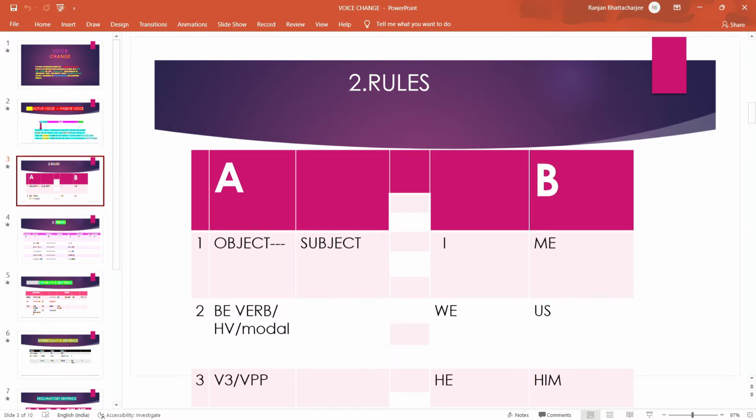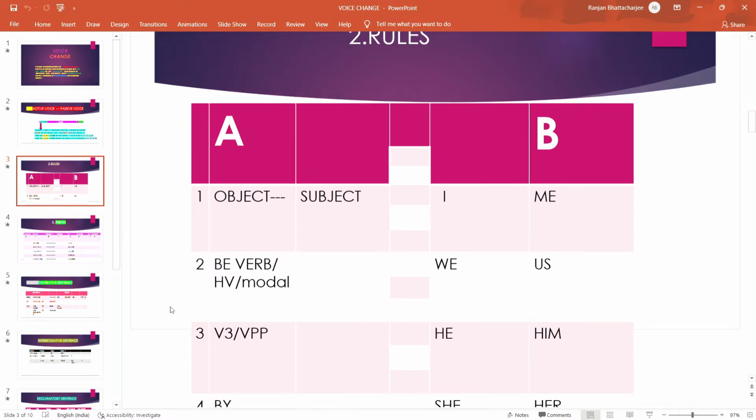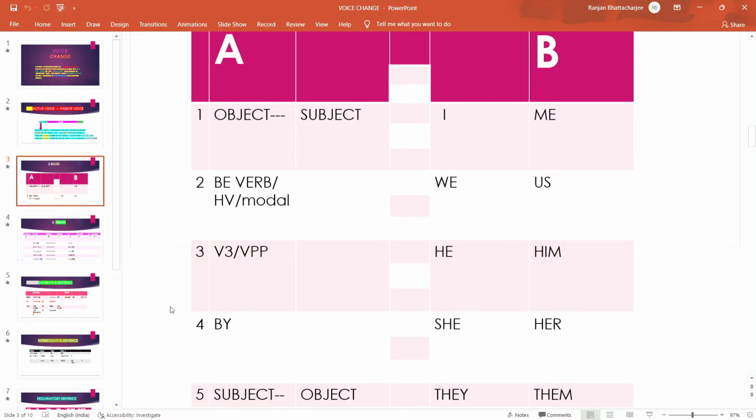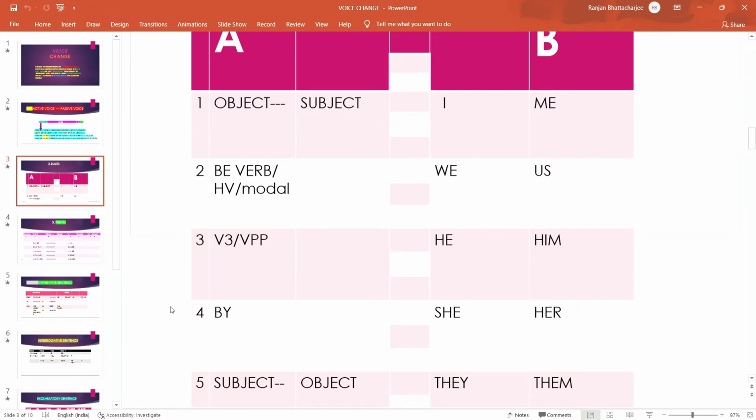And next, number 2, the be verb, helping verb or modal verb. This is the number 2 place. Number 3 place is the V3 or VPP, that is, the past participle form of the verb. For example, go, went, gone. Gone is the third form, or past participle form, of the verb go. See, saw, seen. See is the root form of the verb, saw is the past form, and seen is the past participle form.